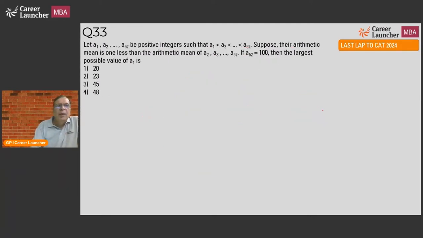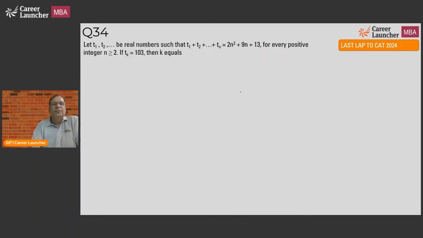33. Let A1, A2 up to A52 be positive integers such that A1 is less than A2 less than A50. Suppose the arithmetic mean is 1 less than the arithmetic mean of this number. If A52 is 100, then the largest possible value of A1, I will leave. If I've done everything else, after that I'll come back and look at it. This will take me some time to think and then come out with an answer. So I don't think there's a question I'm interested in attempting. I would rather do this one now.